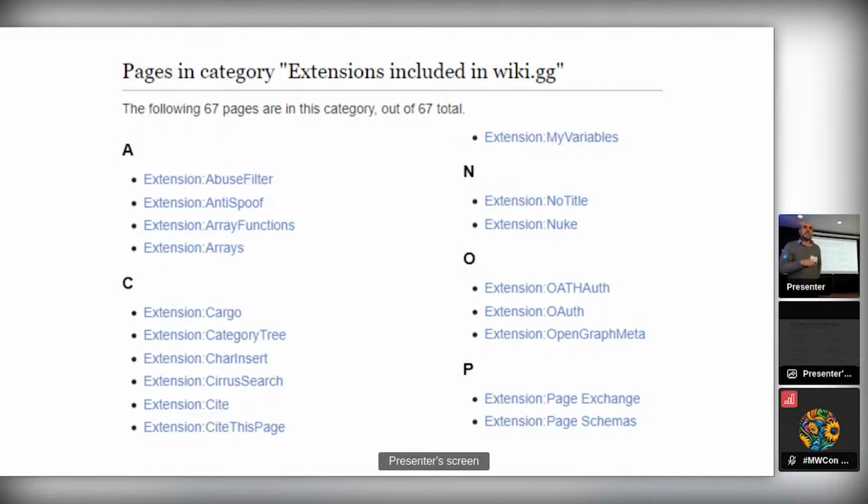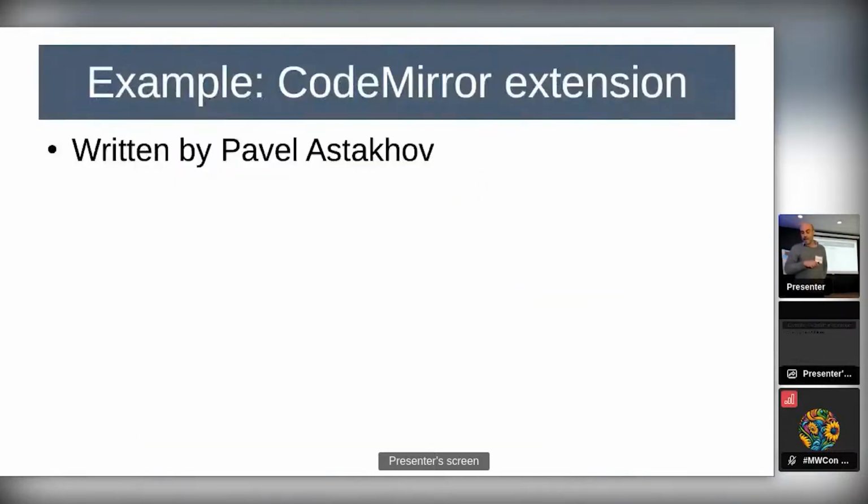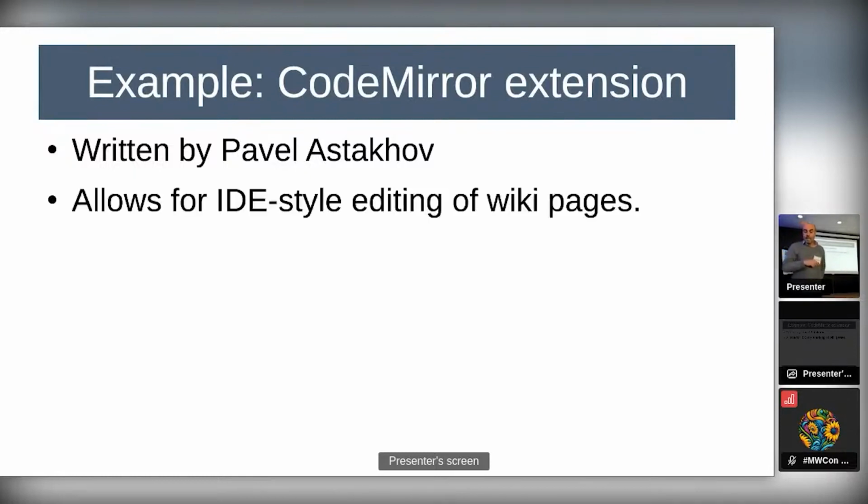So there's some interesting things we can draw from that. There's an extension called Code Mirror, written by a guy called Pavel Astakov. It allows for IDE style editing of wiki pages, which is really neat for pages that include Lua, JavaScript.